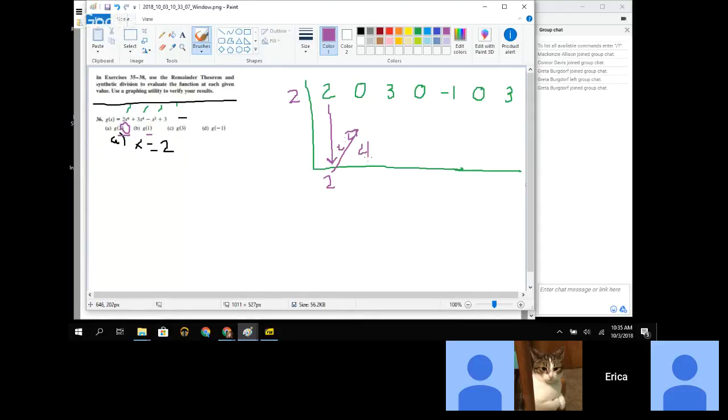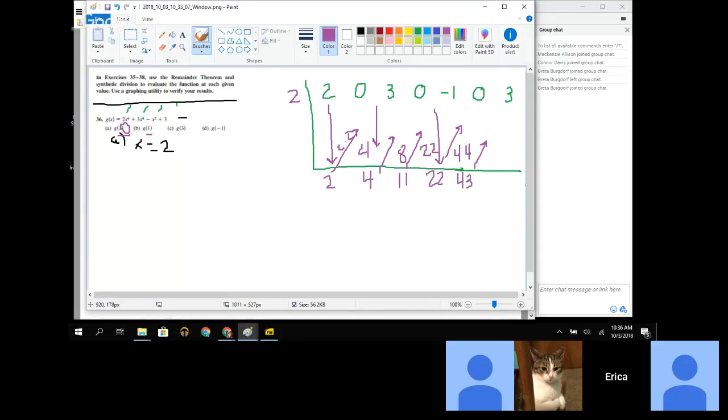And you get 4. Then you add them together. 0 plus 4 is 4. Multiply 4 times 2 to get 8. Add 3 and 8 together and you get 11. Multiply 11 by 2 and you get 22. Add them together, 22. Multiply 2 times 22 and you get 44. Add them together to get 43.